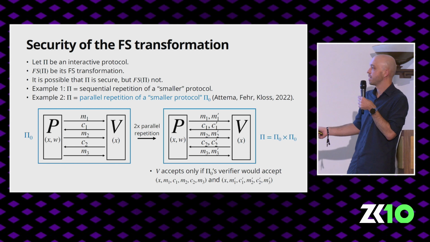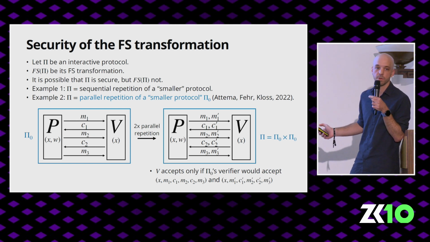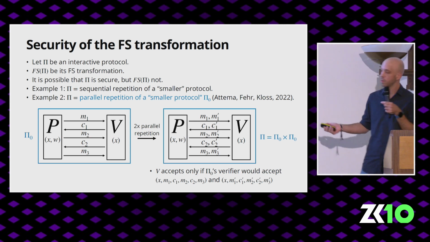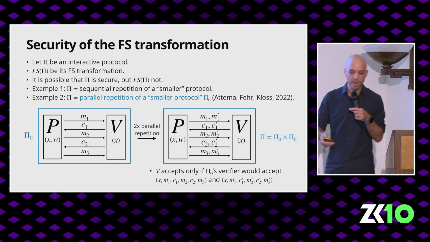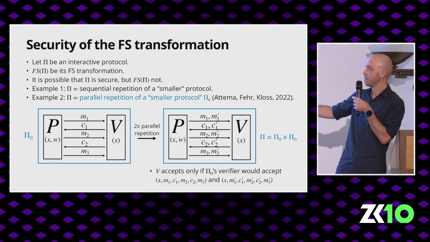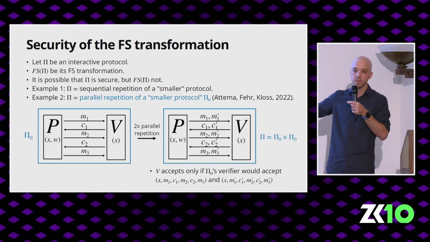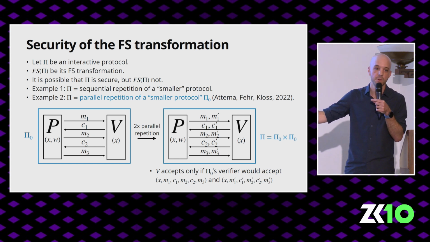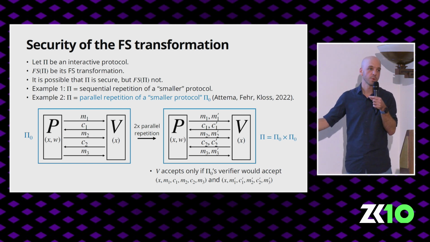And the verifier accepts this proof only if the verifier in Pi0 would accept each of the columns as a valid proof for Pi0. So this is the 2x parallel repetition of Pi0, which I denote Pi, this Cartesian product. So now I'll explain why, if you consider the interactive protocol obtained in this way, the security is quadratically larger than the security of Pi0. If the soundness error of Pi0 is epsilon, the soundness error of this one is epsilon squared.